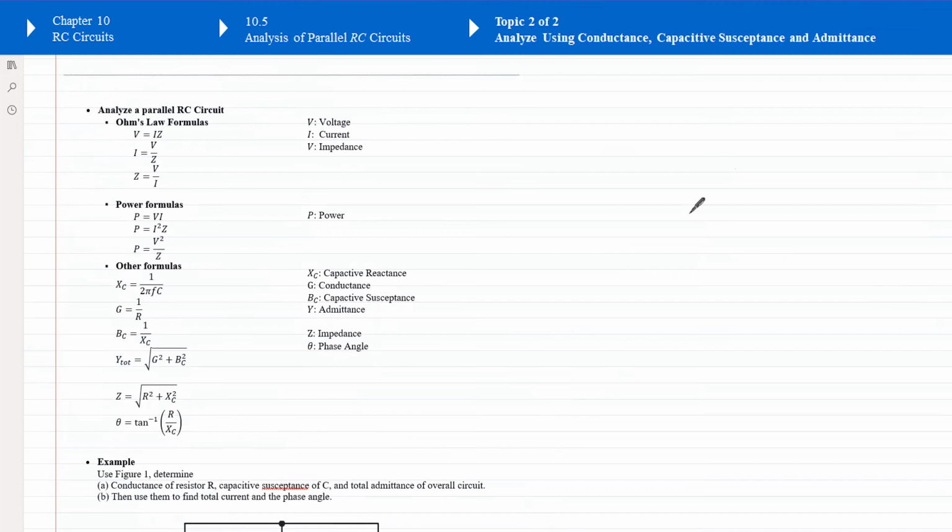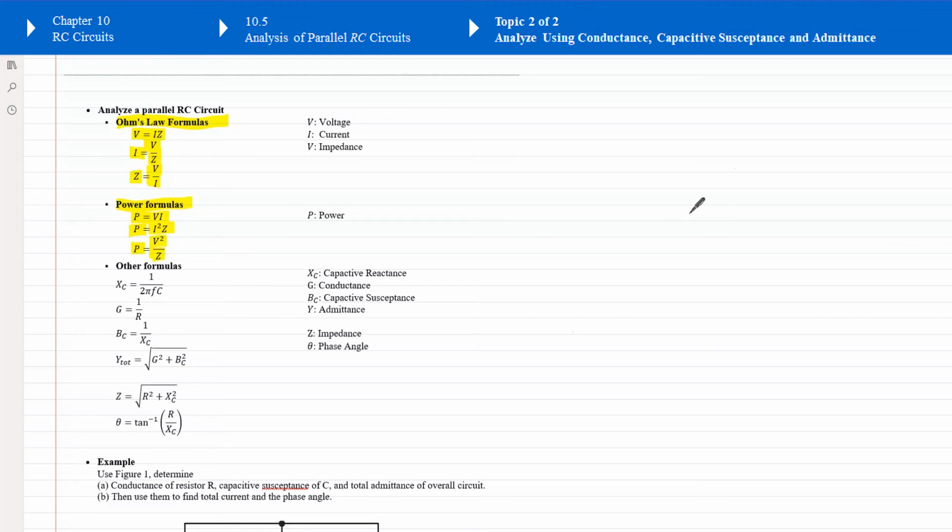We have the Ohm's law formulas. V equals I, the current, times the impedance Z. Current is the voltage divided by impedance, and the impedance can be calculated by voltage divided by current. Now we have the power formula. Power formula P equals V times I. Power also can be calculated by current squared times impedance. Power can be calculated by voltage squared divided by impedance.